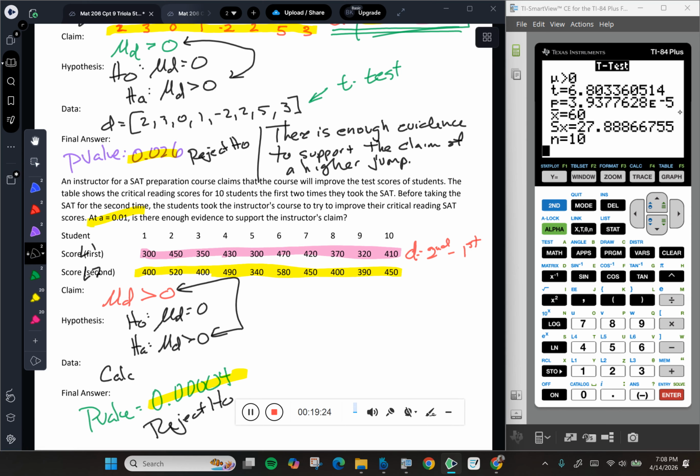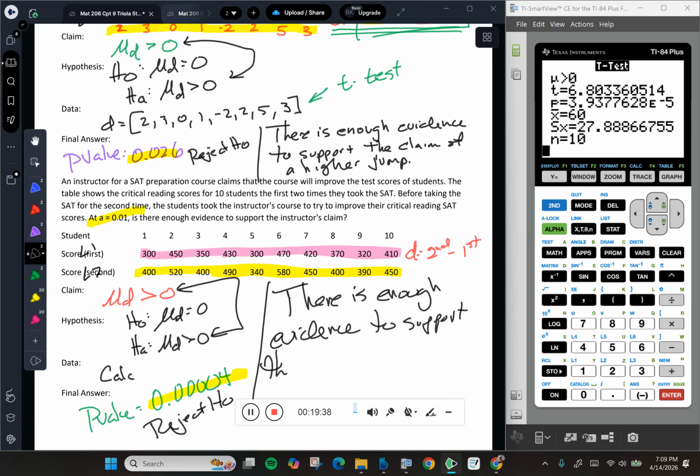But the claim was the alternate, so what can we say? We can say that there is enough evidence to support the claim that the prep course improves scores. And there we go. Okay.